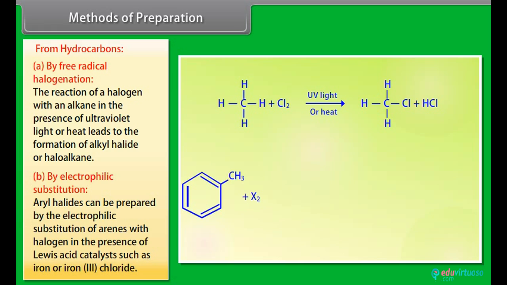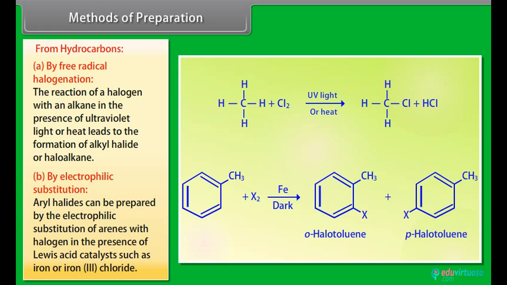By electrophilic substitution. Aryl halides can be prepared by the electrophilic substitution of arenes with halogen in the presence of Lewis acid catalysts such as iron or iron(III) chloride. Methods of preparation.